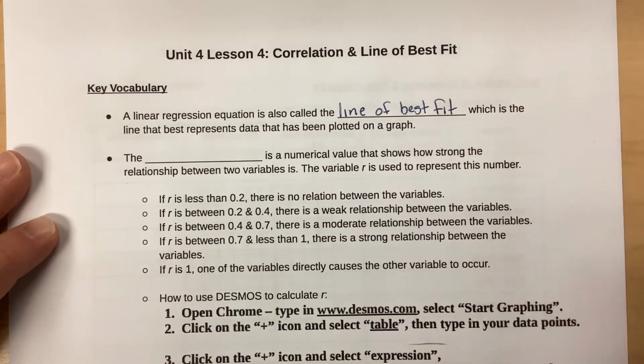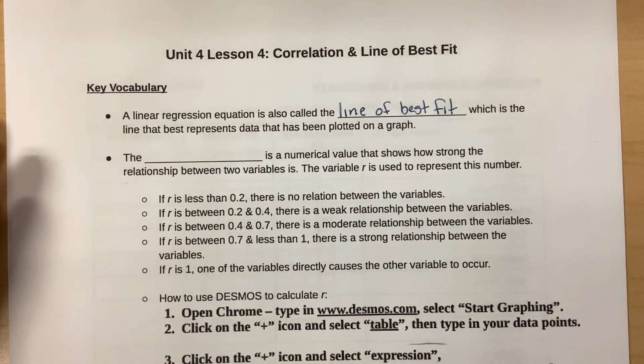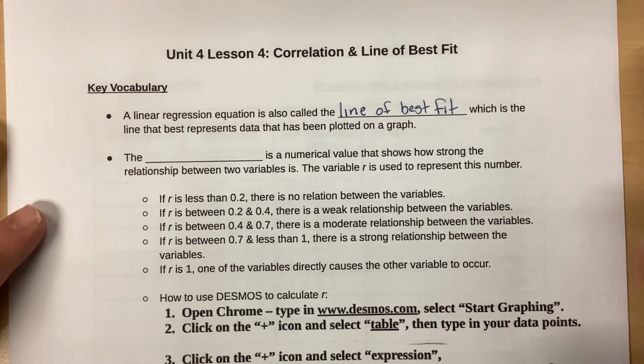Now, this line is not going to go through every single point on the graph because we're dealing with scatter plots at this point. So it's not possible to have a straight line that goes through every single point. But it is the line that best represents the data that is on the graph.